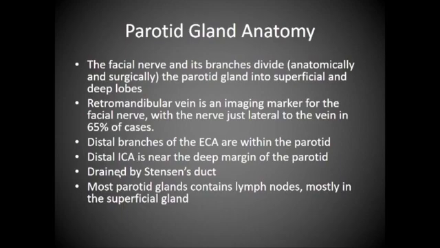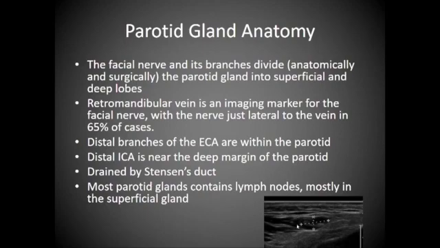The parotid gland is drained by Stensen's duct, which comes anteriorly to drain into the side of the mouth. And most parotid glands contain lymph nodes, on average about 10 lymph nodes per gland, almost all of which are in the superficial portion. And here's just an example of a normal intraparotid lymph node.